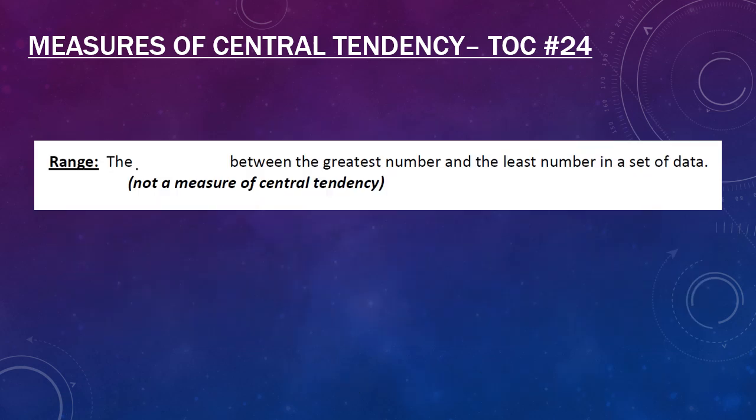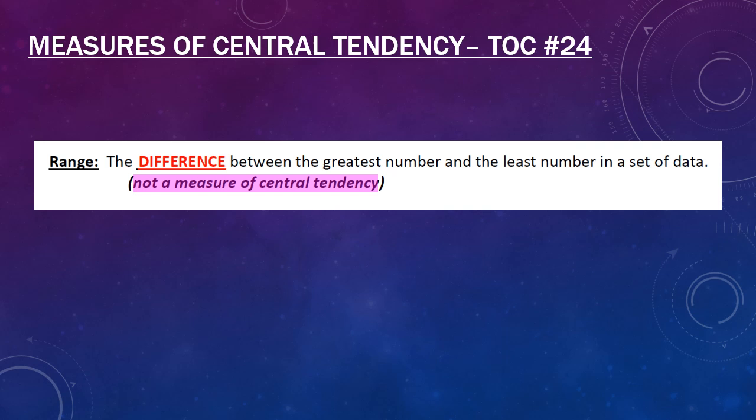The range. Now, put a big, huge, or highlight this right here where it says not a measure of central tendency, because the range is not a measure of center. It tells you the range of the data, biggest minus smallest. It is the difference, subtraction, between the greatest and the smallest number. It is just telling you how big the range is, from the biggest to the smallest.